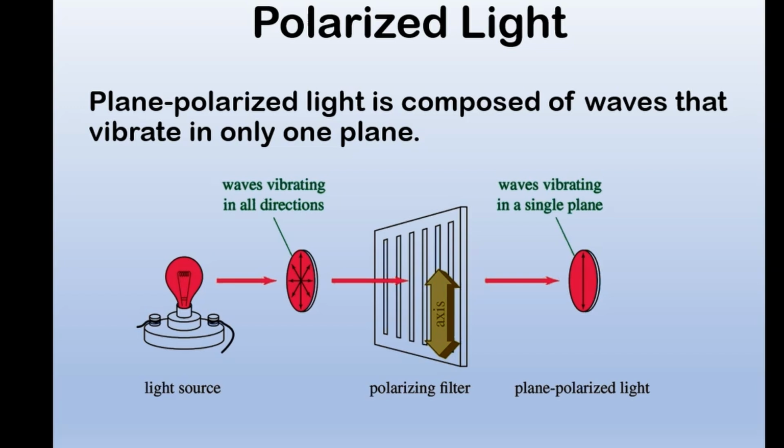So let's talk about polarized light. Any of you have polarized sunglasses? They help take the glare off things, and you can see through windshields better sometimes. What is polarized light? Well, there's what we call plane polarized light. Here's something that has little slits in it. It says here, plane polarized light is composed of waves that vibrate only in one plane.